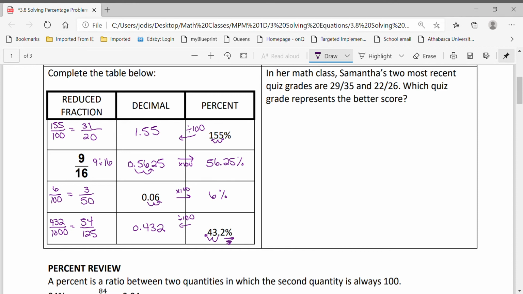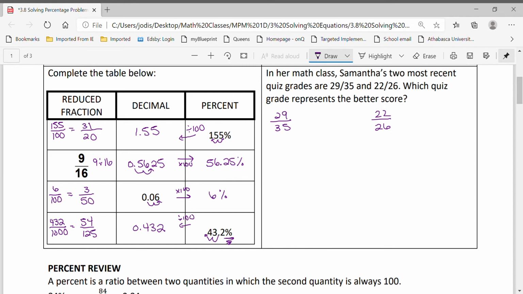Okay. Moving on. In her math class, Samantha's 2 most recent quiz grades are 29 out of 35 and 22 out of 26. Which quiz grade represents the better score? Just looking at these two sets of numbers doesn't really tell us much. It makes more sense if we convert them into their percents.